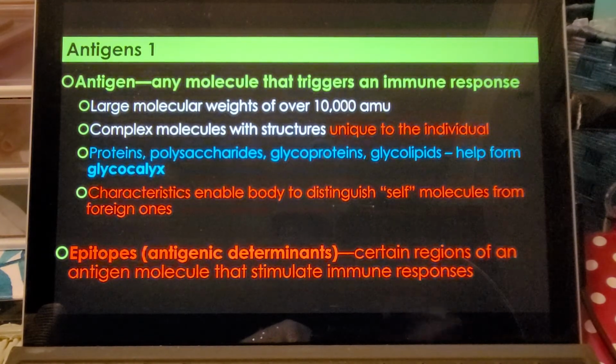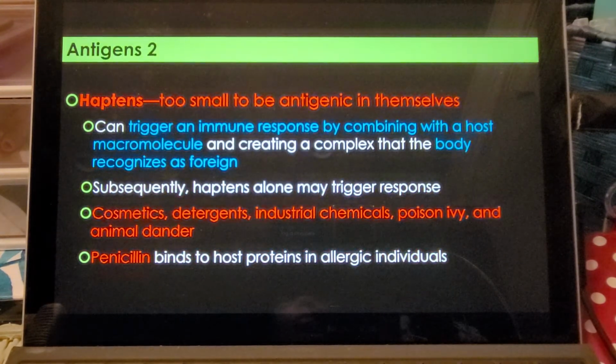The epitope is the specific region that causes that actual immune response. That specific area that is different is going to stimulate that response. Now, some substances will cause some kind of immune response, but you don't actually have a disease, and these are called haptens. A hapten is too small to actually cause a disease, but it can trigger an immune response. Remember our weird kids who fight off allergies?